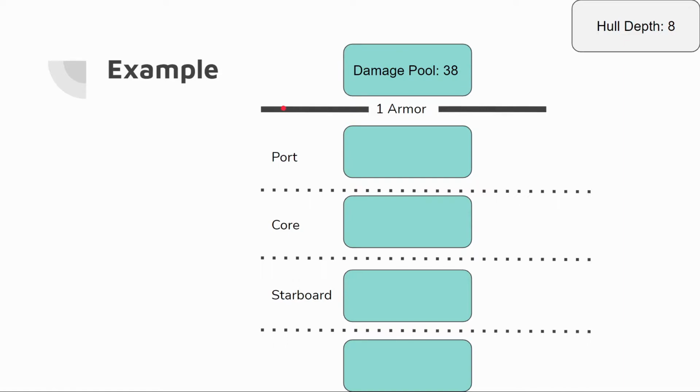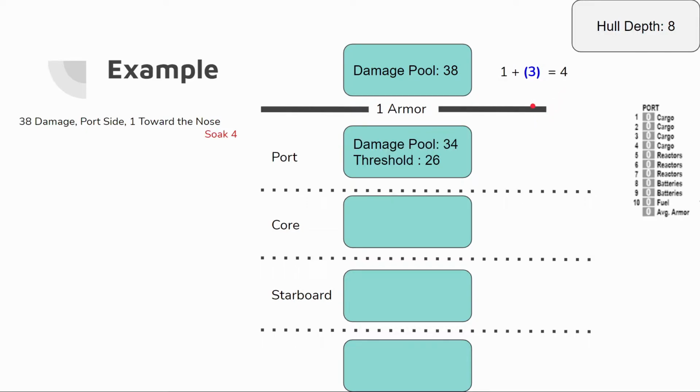So we'll be showing on this side over here, the attacker and defender call and response, and over here will be our math. So the first thing the attacker does is call out 38 damage, port side, 1 towards the nose, as that is the zone that he hit on the ship sheet. That has 1 point of armor. The defender then rolls. All the results will be in the parentheses here. So they rolled a 3, they add in the 1 armor, get a total of 4. So the soak roll is 4. So they call out soak 4. So now our damage pool is reduced to 34.